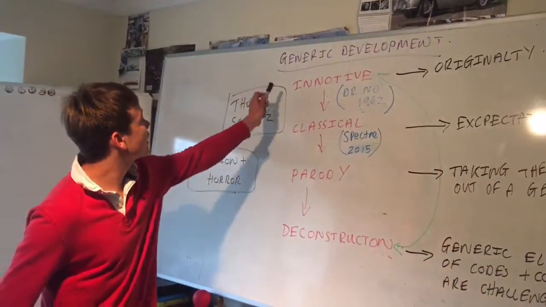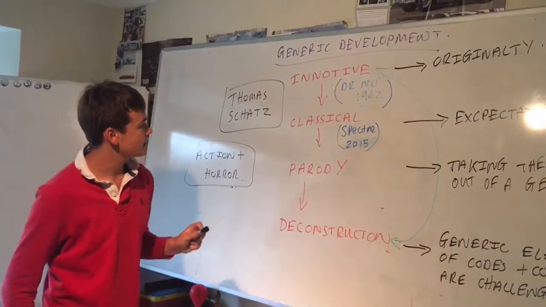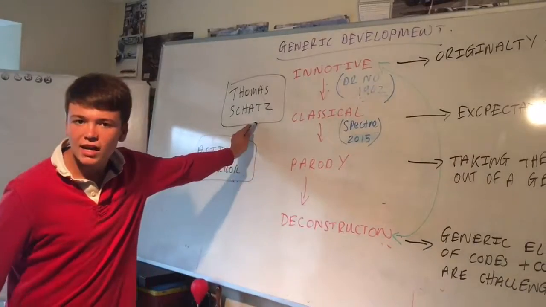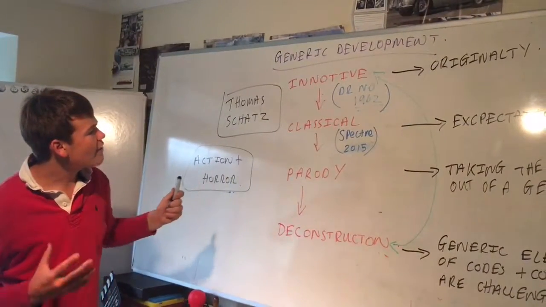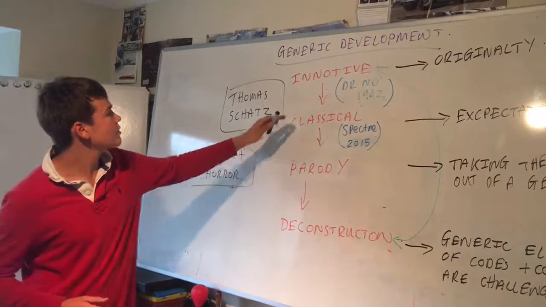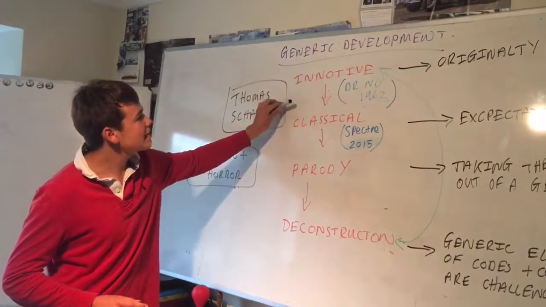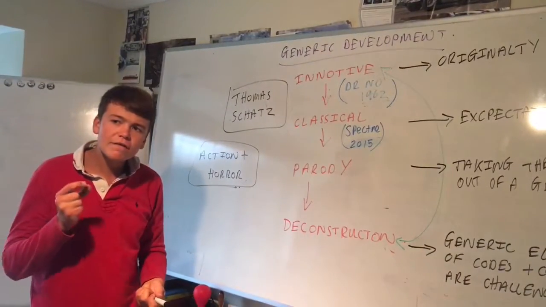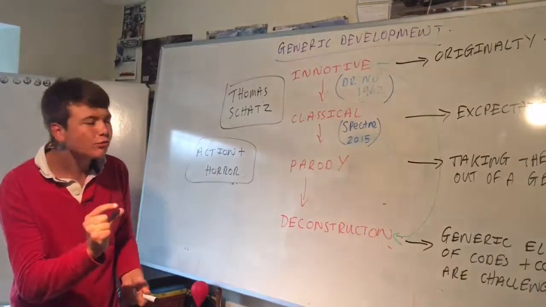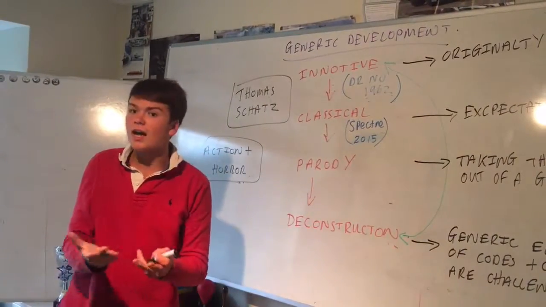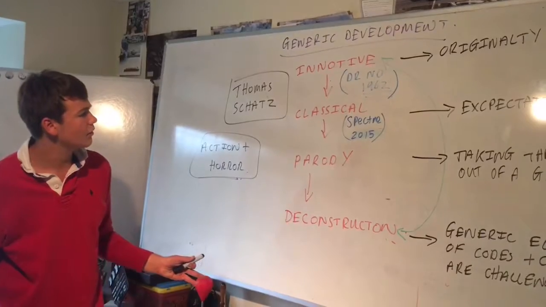Finally, the last thing I want to look at is generic development. Now, essentially what this is, a guy called Thomas Schatz came up with this theory that every genre goes through this cycle. Now, the cycle starts with innovative. So this is the idea that a film comes along and it's original. There's never been a film like it. There's never been a genre quite like this. It brings original codes and conventions and iconography that no one's ever seen before.